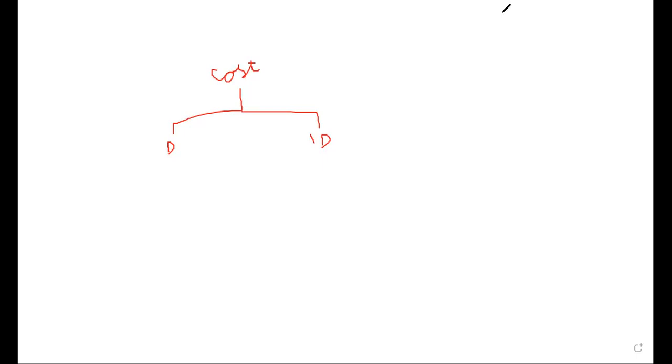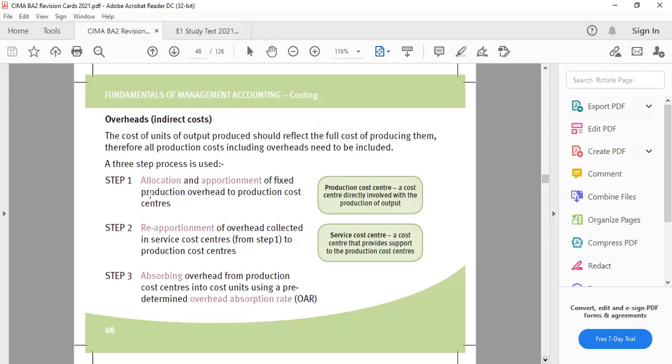How do we account for these overheads is the criteria now. How to account for the indirect costs or the overhead cost. All indirect costs together we call overheads. The cost of units of output produced should reflect the full cost of producing them. Therefore, all production costs, including overheads, need to be included.